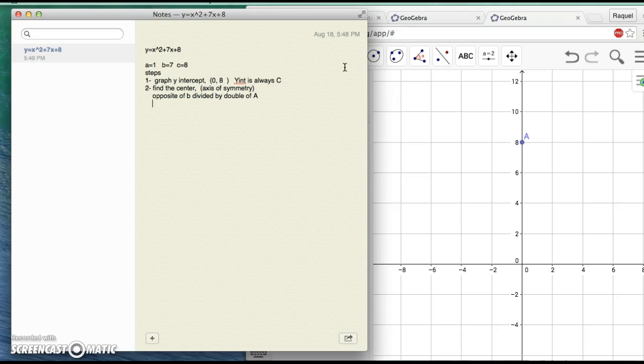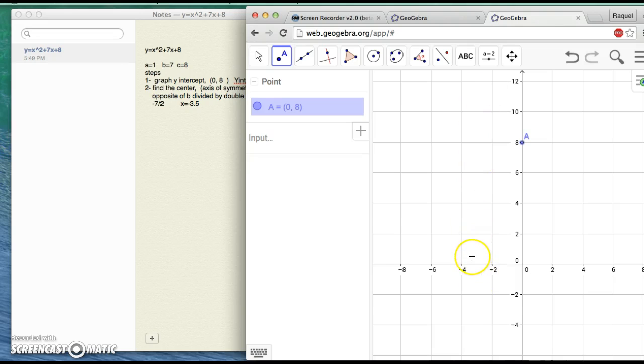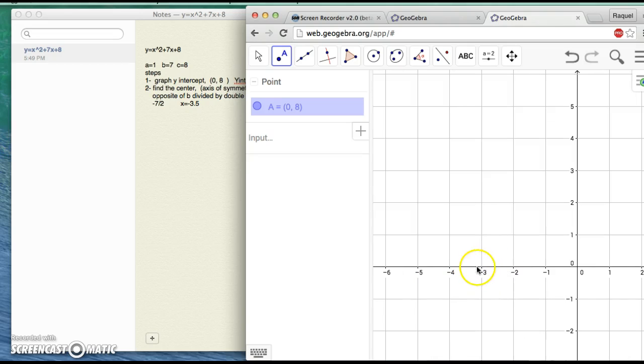Now the opposite of B is positive, now it's negative, and then we're divided by double of A. Oh man, it's going to be a fraction. Sorry. Double of A is 2. So the middle, which is negative 3.5, that's going to be your axis of symmetry. X equals negative 3.5. So over here, it's going to be somewhere here. So you would need to draw a line at negative 3.5.